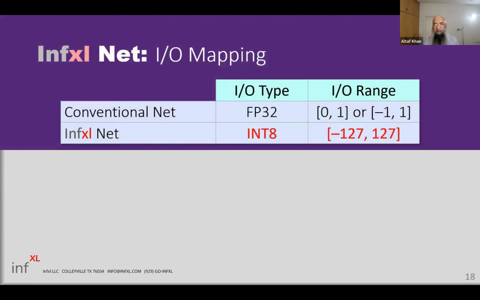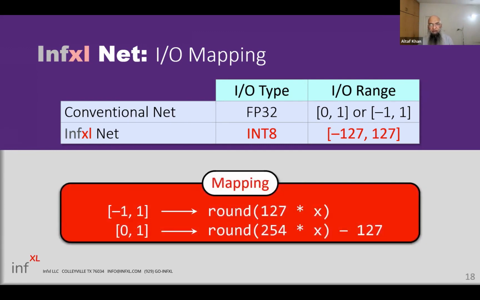If you're using a conventional network, many times the inputs are 32-bit floating point, and normally they are range limited between 0 and 1 or -1 and 1. As far as Infxl's network is concerned, the inputs have to be integers between -127 and 127. So how do you get to that? You do your normal pre-processing that you do with a conventional network, and then just multiply by 127 and round it to the nearest integer. That's all that you need to do.